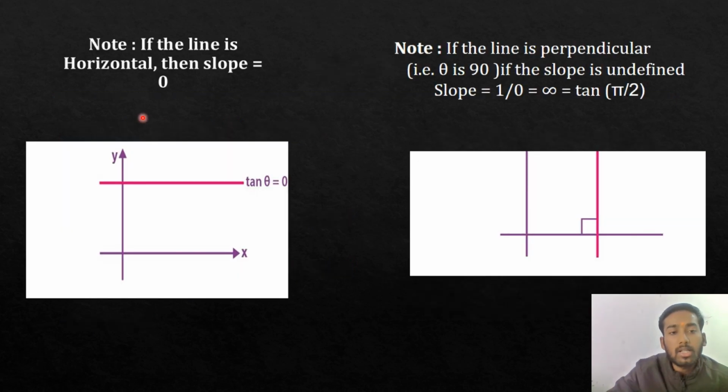Let us discuss 2 cases: when we have slope 0 and when we have slope infinite. In the first figure we have a line parallel to the x-axis, and on the other side we have a line perpendicular to the x-axis. Here the line is making an angle of 90 degrees, thus we find that the slope is undefined. And in the first figure, the line is making an angle 0, so we find slope 0.